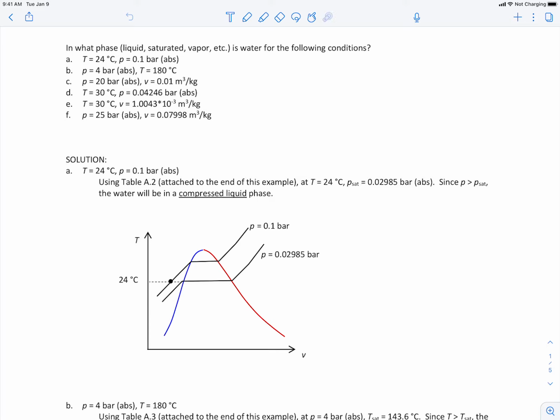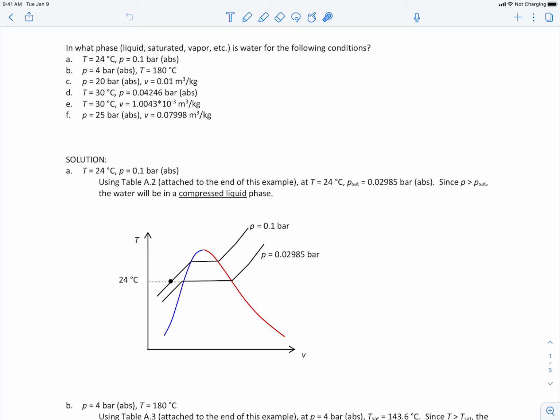In this example, we're asked to find the phase, so liquid, saturated liquid vapor mixture or vapor. We're trying to find what phase the water is in for the following conditions. So we have, what is this, 6 different conditions that we're asked to find the water phase in. So the first one is a temperature of 24 degrees C and a pressure of 0.1 bar.